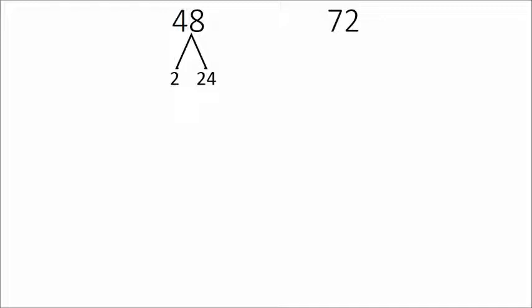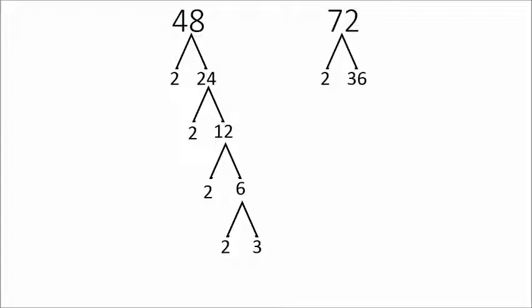So 48 would be 2 and 24. Okay, so 2 times 24 is 48. So we're done with the 2. Now 24 is 2 times 12. 12 is 2 times 6. 6 is 2 times 3. So we broke that all into prime numbers. So 2 times 2 times 2 times 2 times 3 would be 48.